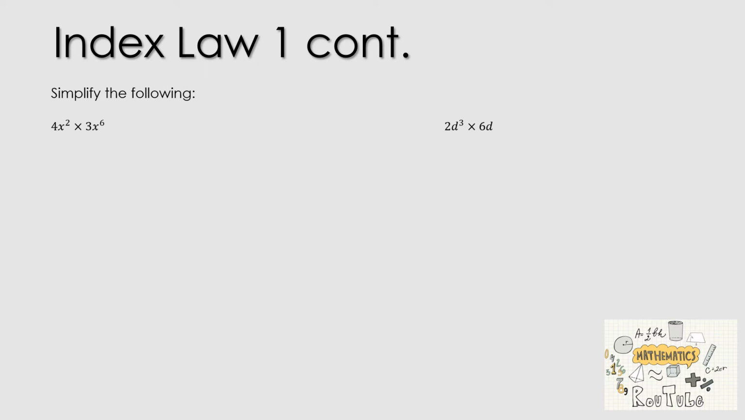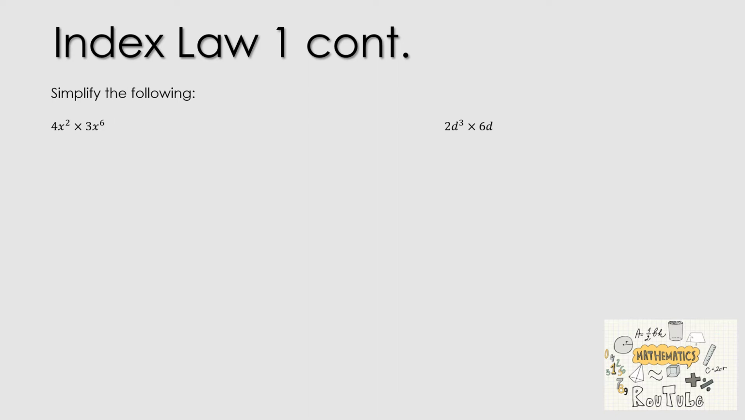Okay, so now we're going to continue with index law 1. This time you're going to see these couple of questions look a little bit different to the previous ones, but we're going to follow the same process. So now we have 4x squared times 3x to the power of 6.